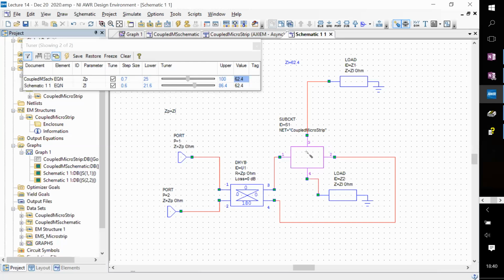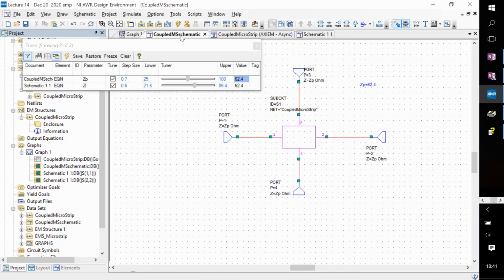But ZP and ZL are also the same. So this port impedance, the characteristic impedance of the 180-degree hybrid, and the termination impedance are all the same. And in this setup, they can either be 62.4 ohms or 41, which are two different numbers. That's why we cannot get simultaneous match for both even and odd mode in this structure, because they are different. So we're just trying to set up a measurement so that you are able to see both of them by choosing the correct set of impedances.